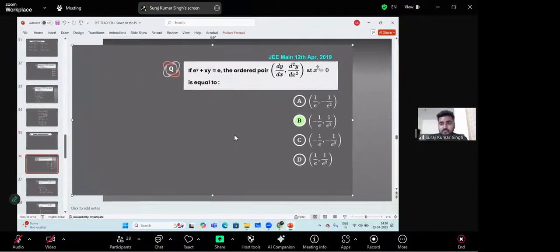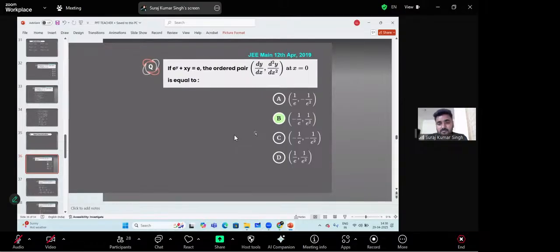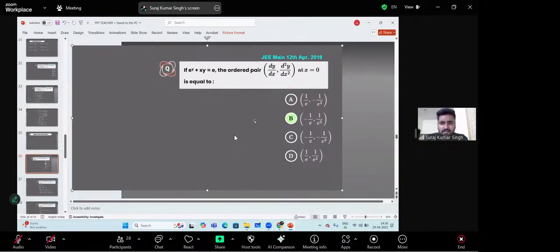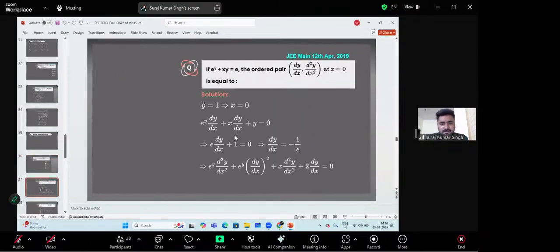Again, a 2019 question: e to the power x plus xy equals e, find the ordered pair (dy by dx, d2y by dx square) at x equals 0. What is the ordered pair asking? The first derivative is asking dy by dx, the second derivative is asking d2y by dx square at x equals 0. We will find out. A very easy question. Again, I can see in the differentiation part, y equals 1 and x equals 0. I'm going to do differentiation here.